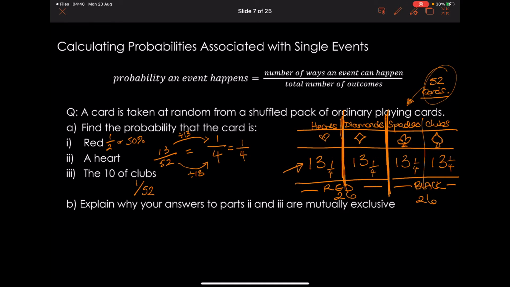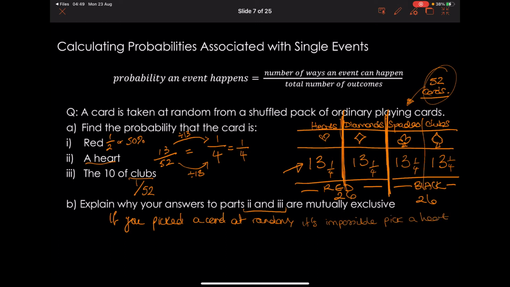Now it then says to explain why your answers to part 2 and 3 are mutually exclusive. You can't get a heart and a club at the same time. So if you pick a card out, you cannot draw a heart and a club at the same time because they're 2 separate things. So you could say, if you picked a card at random, it's impossible to pick a heart and a club at the same time. So that's why they're mutually exclusive.